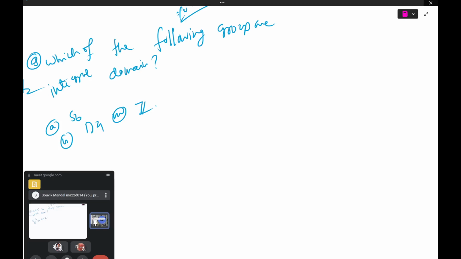First of all, do note one thing here: everything is a group here. Which of the following groups are integral domains? Group means you need to check: AB equal to identity, does it imply A is equal to identity or B is equal to identity? If this is false, then those groups are said to be integral domains. So now check which one of these three is an integral domain.